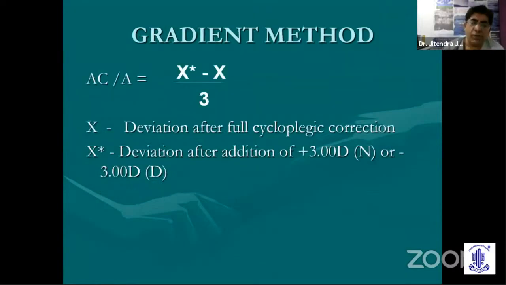So we normally would try to impress upon that we should use the gradient method because it has fewer false positives. You have to measure the deviation after giving full cycloplegic correction, which means that the patient has been prescribed full cycloplegic correction, and then we are measuring the patient's AC by A ratio. We have to measure the deviation after addition of +3 diopters, or you can choose the amount of diopters, and then you have to use that particular power for the division. Here we are using 3 diopters. So we measure the angle for near or for distance. You can measure AC by A ratio for near or for distance.